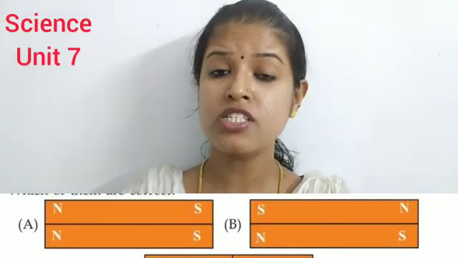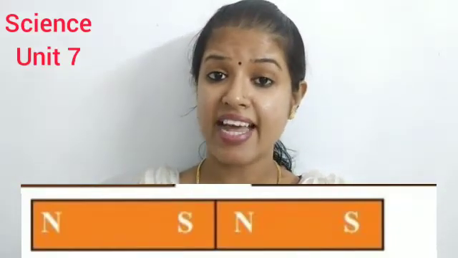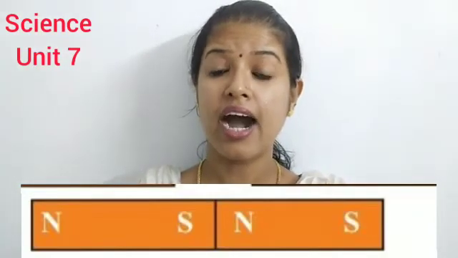But when poles of different types are brought together, they get attracted. For example, north and south. So they are called unlike poles. Poles of the same type are called like poles. Poles of the opposite type are called unlike poles. So like poles repel, unlike poles attract each other.